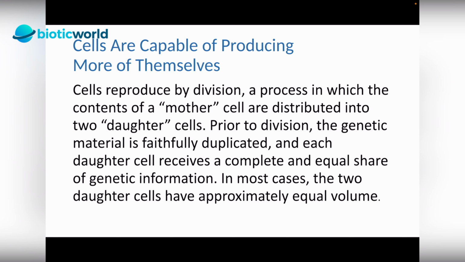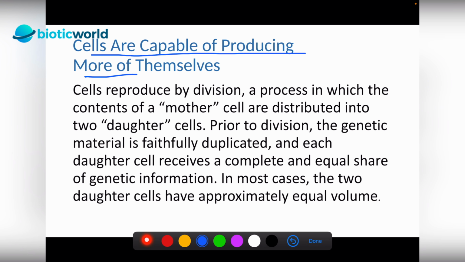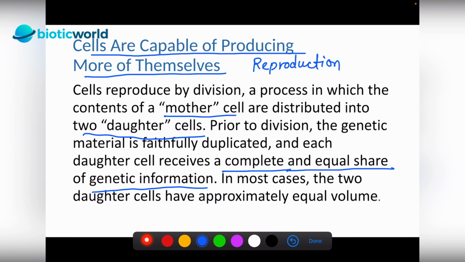Next, cells are capable of producing more of themselves. This leads to reproduction. Cells reproduce by division, a process in which the contents of a mother cell are distributed into two daughter cells. Prior to division, the genetic material is faithfully duplicated, and each daughter cell receives a complete and equal share of genetic information. In most cases, the two daughter cells have approximately equal volume.